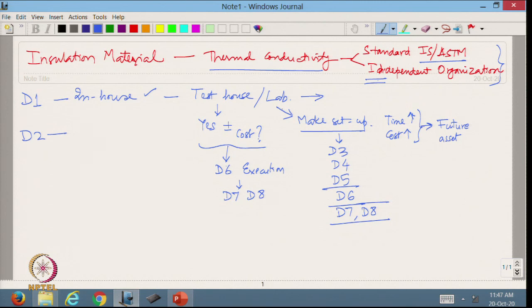So, this route takes up all the phases that we have seen in the experimentation scheme of things. Here we skip a few. From D2 we go straight to D6, D7, D8. Here we go D3, D4, D5, D6, D7, D8, D9. So, that is one example.